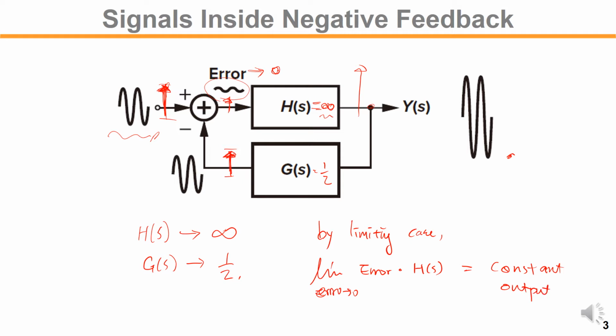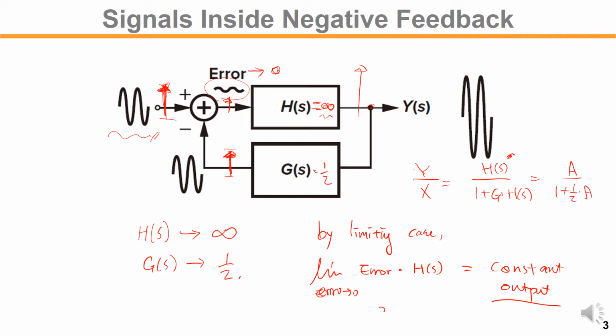Right? This is 0. So once that error approaches zero, the output becomes constant. If you write the overall closed loop transfer function here, it is G over 1 plus G times H of S. Let's say H of S again is A over 1 plus A.